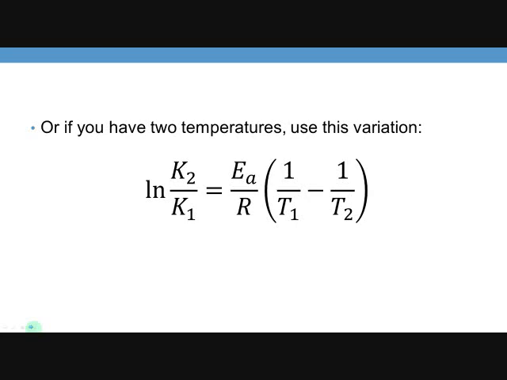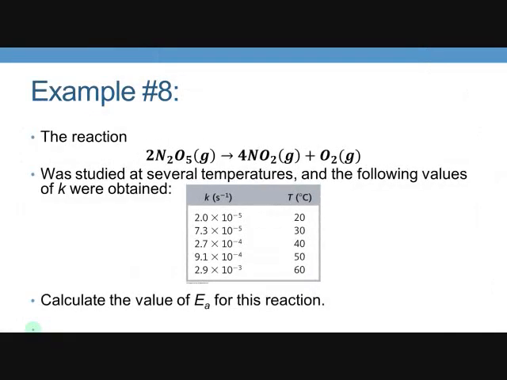So we're going to use this for example 9, but for example 8, we're going to do a graph, so we don't have to do this equation. Okay, so the reaction of dinitrogen pentoxide turning into nitrogen dioxide and oxygen gas was studied at several temperatures, and the following values of the rate constant were obtained at those temperatures. We want to calculate the value of the activation energy for this reaction.